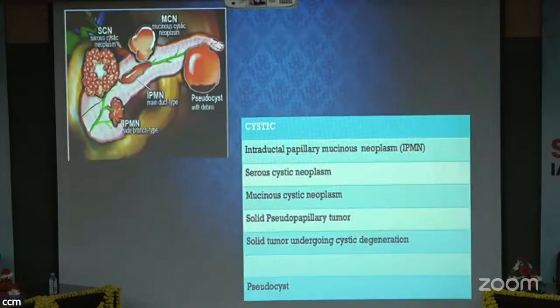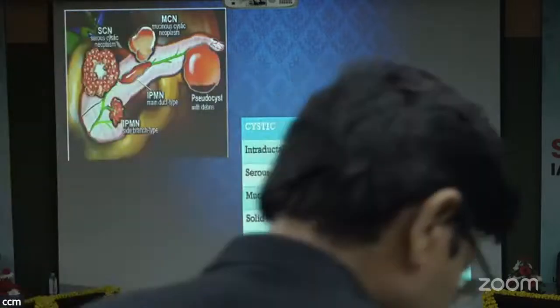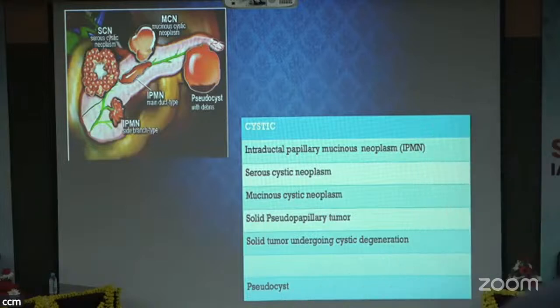So now coming to the cystic tumors. So cystic tumors, we have again 3-4 common cystic tumors. So the first one is intraductal papillary mucinous neoplasm, then serous cystic neoplasm, mucinous cystic neoplasm. And those tumors which present as solid, they can also present as cystic due to cystic degeneration, like solid pseudopapillary tumor or even neuroendocrine tumors or adenocarcinomas. Sometimes they look cystic because of the cystic degeneration.